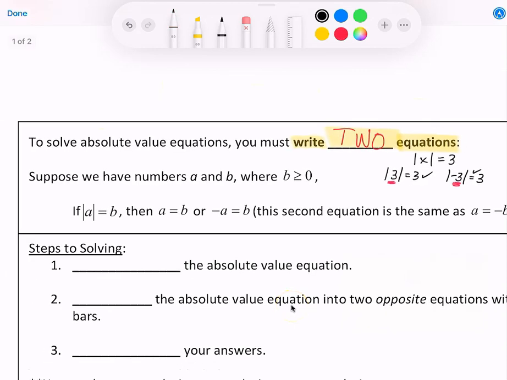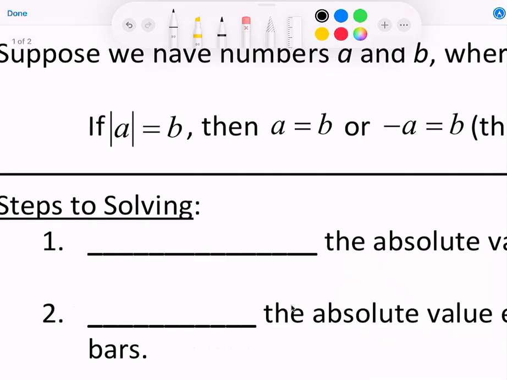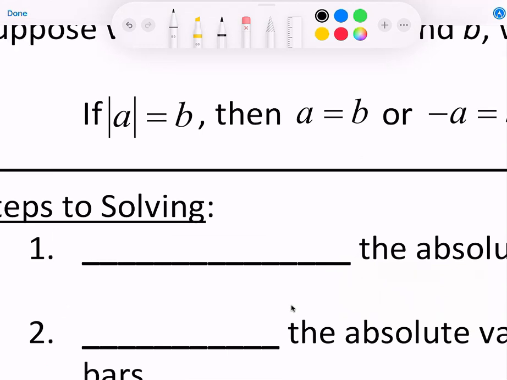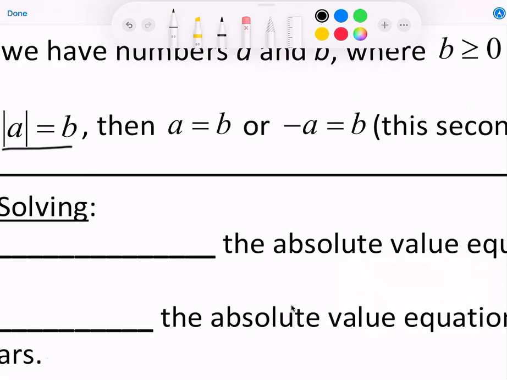So what I have here is, suppose we have numbers a and b, where b is greater than 0. If the absolute value of a equals b, then we know two things. Either a is positive or a is negative. And that's basically what I wrote above. So we get this is true, but also we get the absolute value of negative 3 equals 3. So that idea that we get a positive and we get a negative, well, I said those in the wrong order. A positive is this one, and then a negative is this one. That's the positive one. So we're going to use this idea to solve absolute value equations.